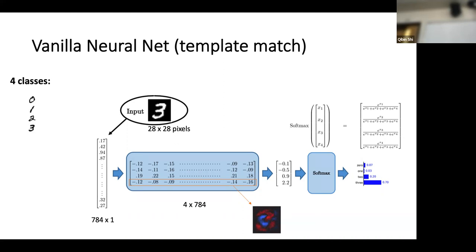The final output will give us the four correlation coefficients between this input and the four rows. And the highest value represents the score of each class. So by doing this, we can easily identify that this is 3 because this number is maximum. And of course, we do some activation. We convert these four numbers to a score. The function for converting this to a score is called softmax. It's why we use the activation function here. So this is the basic idea of template match.